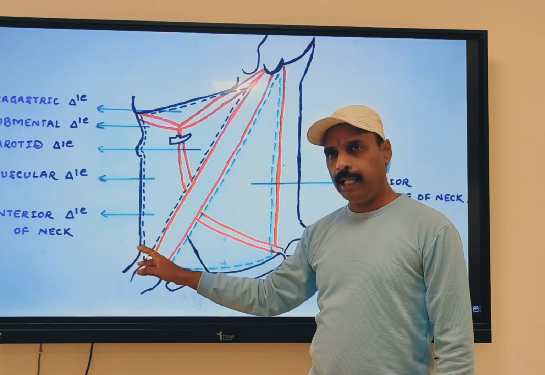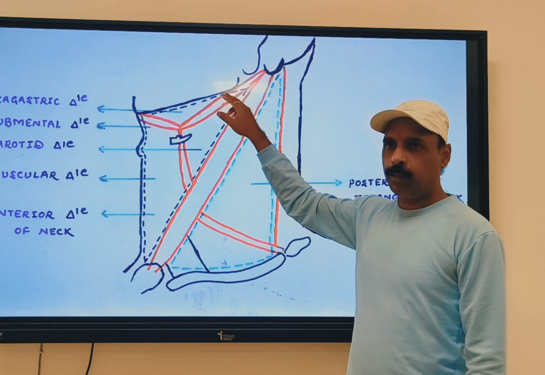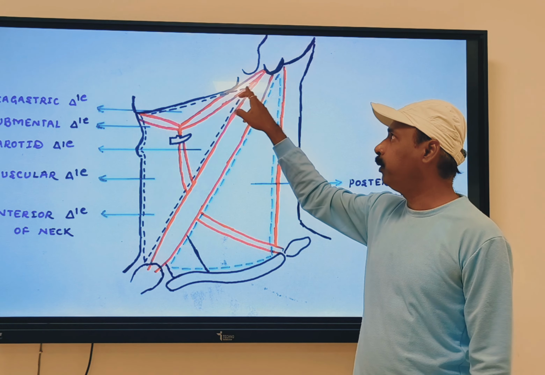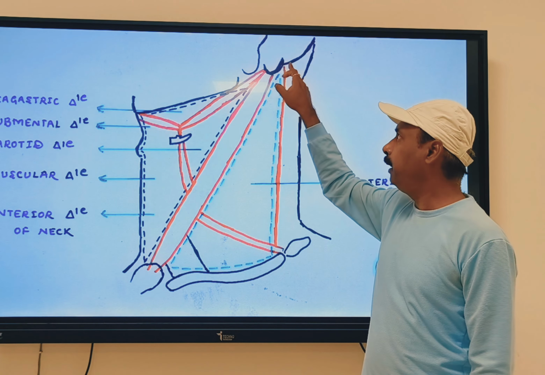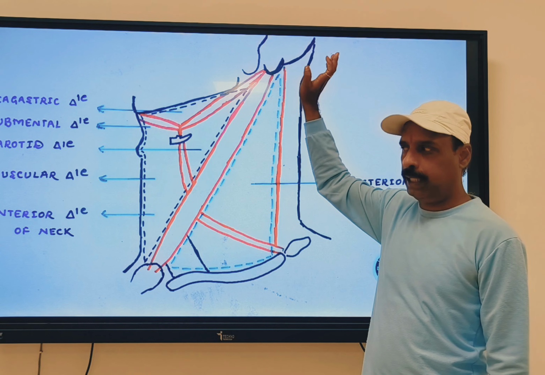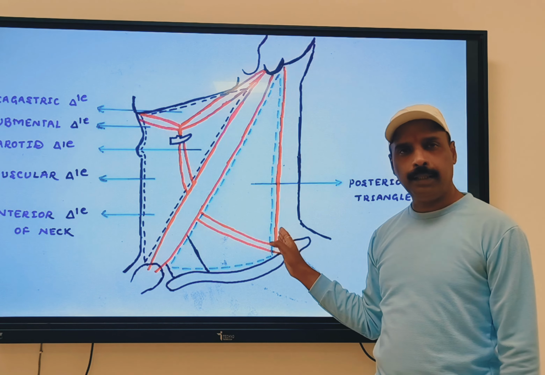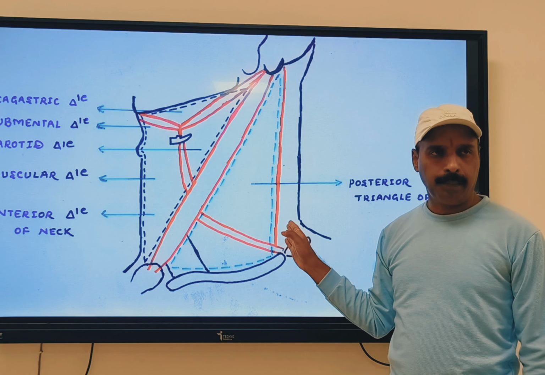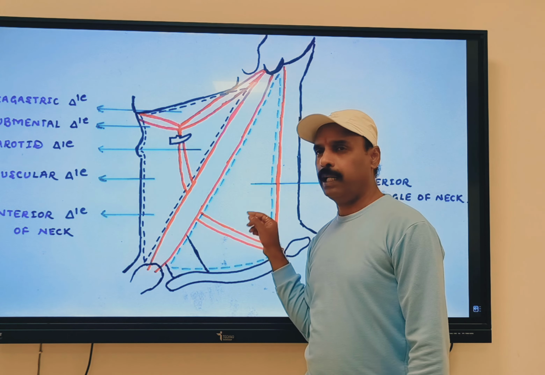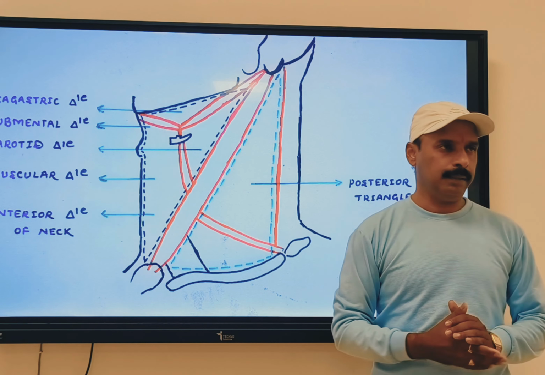Anteriorly, the anterior median line; superiorly, the base of the mandible and a line joining the angle of the mandible to the mastoid process, reaching up to the superior nuchal line. Posteriorly, the anterior border of the trapezius; inferiorly, the clavicle. Okay, these are the boundaries of the quadrilateral space of the neck.